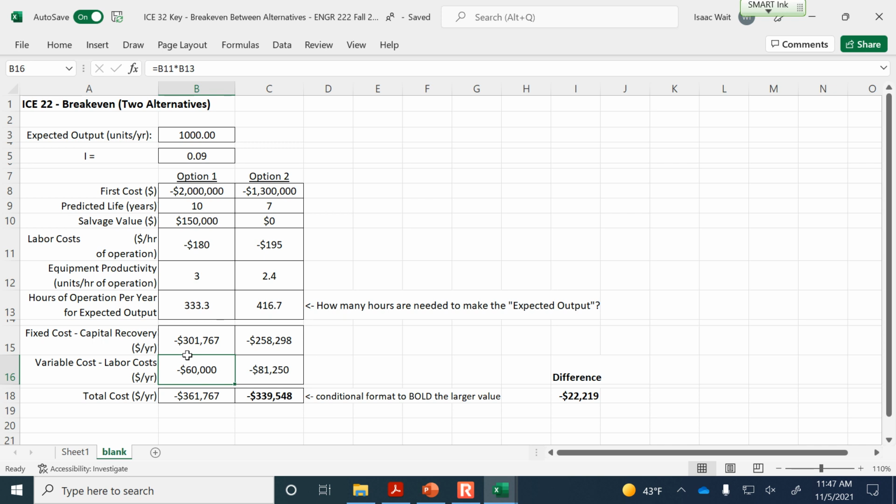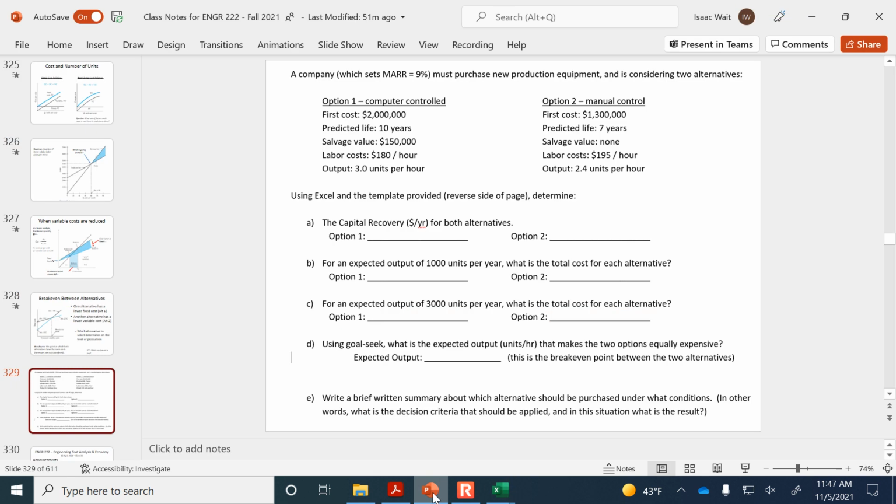I'm going to send you by email the template file that you can use, just to save you from having to label all these cells. I'll also post it on Blackboard. My suggestion is to go through this example and see if you can answer, for example, which option is cheaper at 1,000 units. Which one has the lowest total cost for 1,000 units?